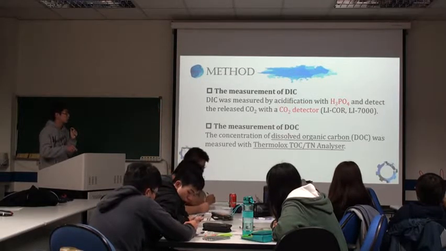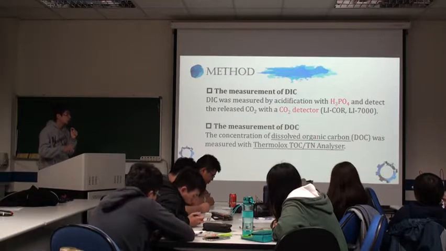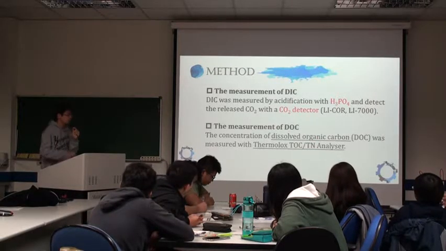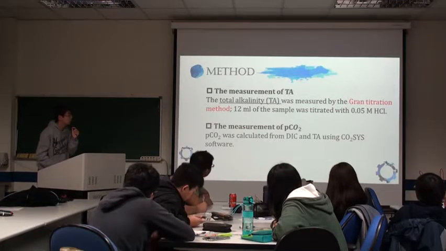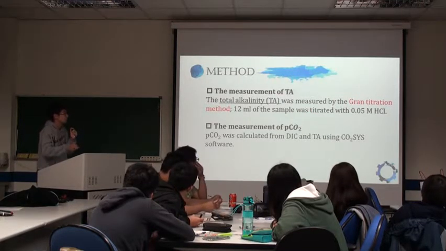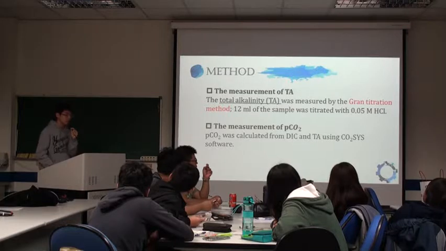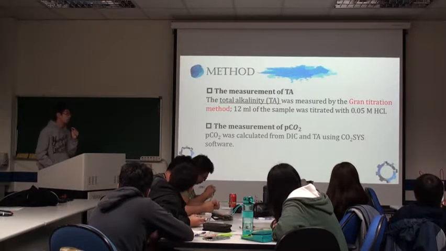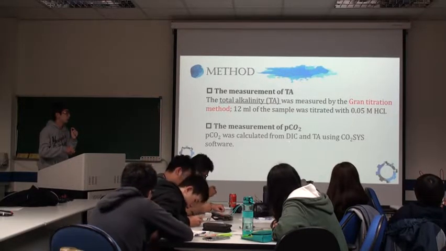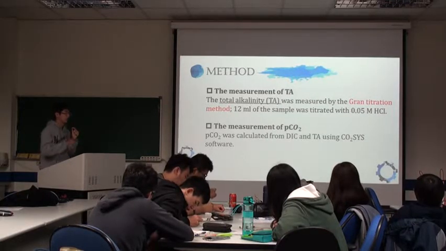And the concentration of dissolved organic carbon, DOC, was measured with this machine. And the total alkalinity, TA, was measured by the Gran titration method. 12 milliliters of the sample was titrated with 0.05 mole HCl. And PCO2 was calculated from DIC and TA using CO2SYS software.